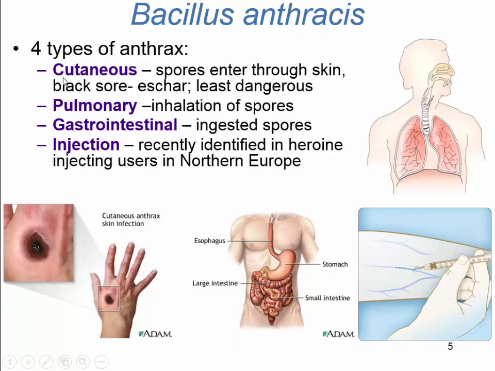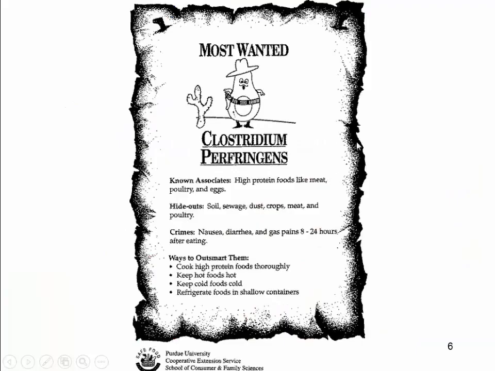So if you have a break in the skin and you come in contact with endospores, they enter through the skin, and then of course they cause localized damage. Pulmonary infection is when you inhale spores. This is actually the most severe form. There's gastrointestinal, with ingested spores taken in through contaminated food or water. And then most recently, I had to add injection because the outbreaks of Bacillus anthracis are now being picked up in injection users throughout Northern Europe.